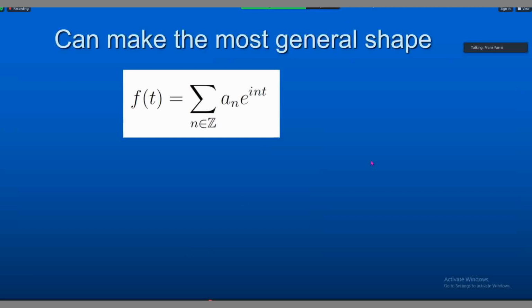And can we make the most general shape with a formula like this? So if I have a function that's made from my ingredients, is that enough to make any shape at all? Well, I'm going to show you an animation that is a pretty convincing argument that, yes, you can make anything. And by the way, this is called a Fourier series. So it's just a fancy name.